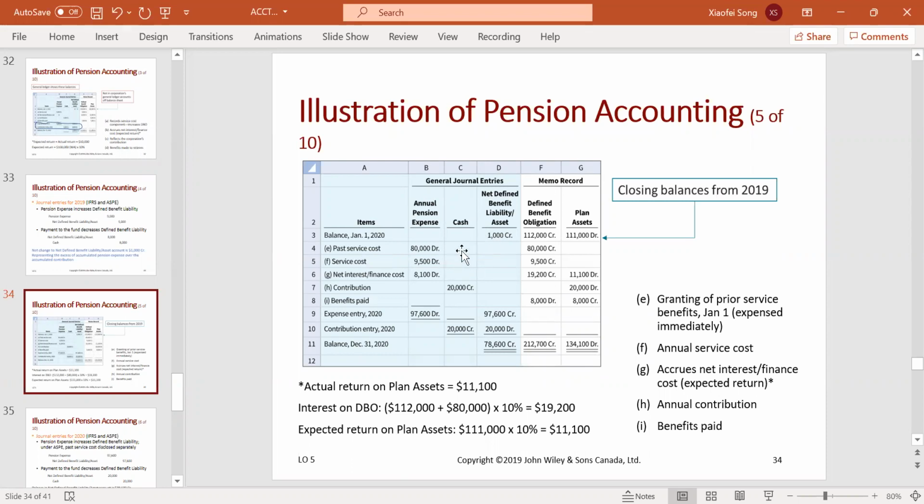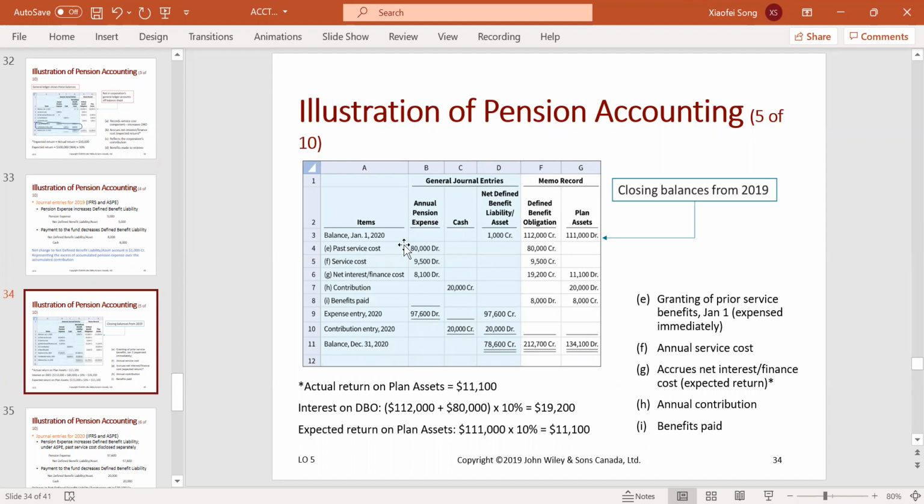So this year there's a past service cost, right? And the past service cost was granted. The amendment happened at the beginning of the year. So we put that in first so that will facilitate our computation. So past service cost, remember, because it's already happened and there's no offsetting factor in the future.